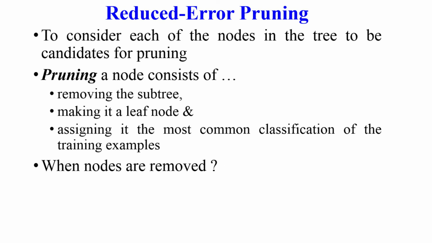Reduced error pruning. Reduced error pruning is to consider each of the nodes in the tree to be a candidate for pruning. Pruning a node consists of removing the tree rooted at that node, making it a leaf node, and assigning it the most common classification of the training examples. Nodes are removed only if the resulting pruned tree performs no worse than the original over the validation set. After applying reduced error pruning, we will get the graph as shown in the figure.